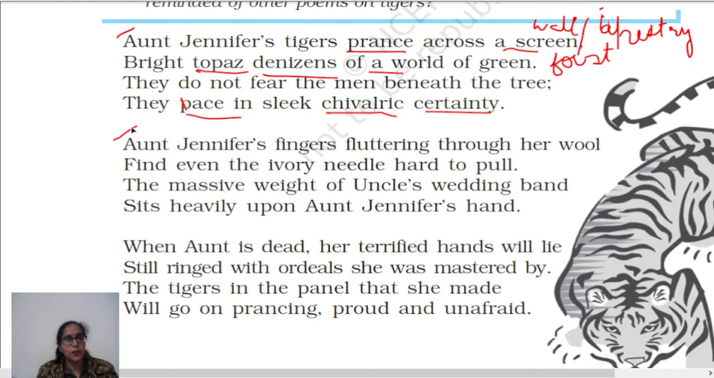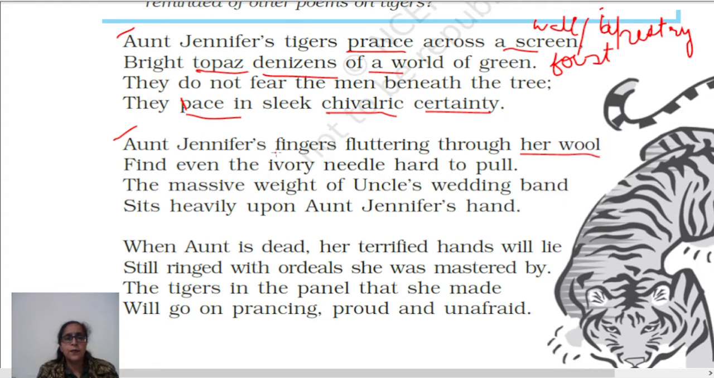Now let us move to the second stanza. Aunt Jennifer's fingers fluttering through her wool find even the ivory needle hard to pull. The massive weight of Uncle's wedding band sits heavily upon Aunt Jennifer's hand. So here the poet is saying that she is making the tigers with the help of wool. That means she is embroidering the tiger on some cloth with the help of wool.